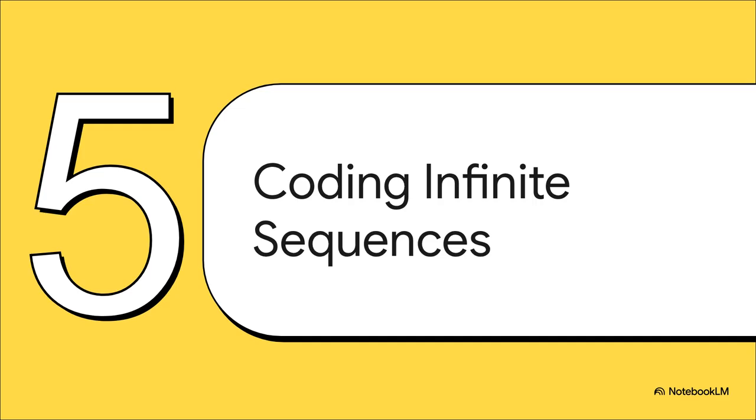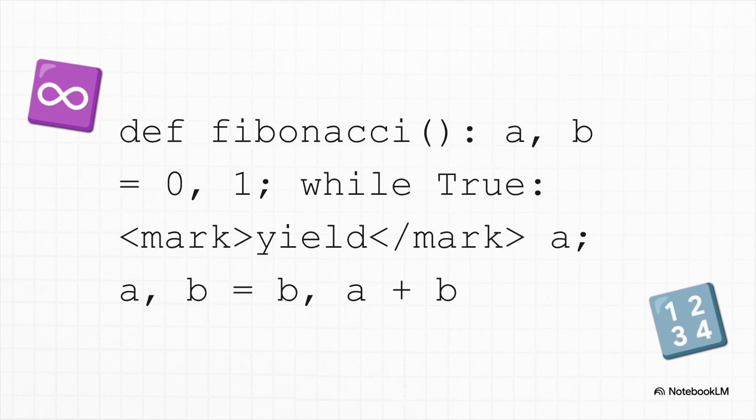All right, now for the grand finale. Let's take this power and do something that would be literally impossible with a normal function. We're going to code an infinite sequence. Take a look at this beautiful piece of code. This is a Fibonacci sequence generator. It starts with a equals 0 and b equals 1. Then it enters a while true loop, a loop that never ever ends. Now, in a normal function, a while true loop is a death sentence. It would just freeze your whole program. But because yield pauses the execution, this works perfectly.